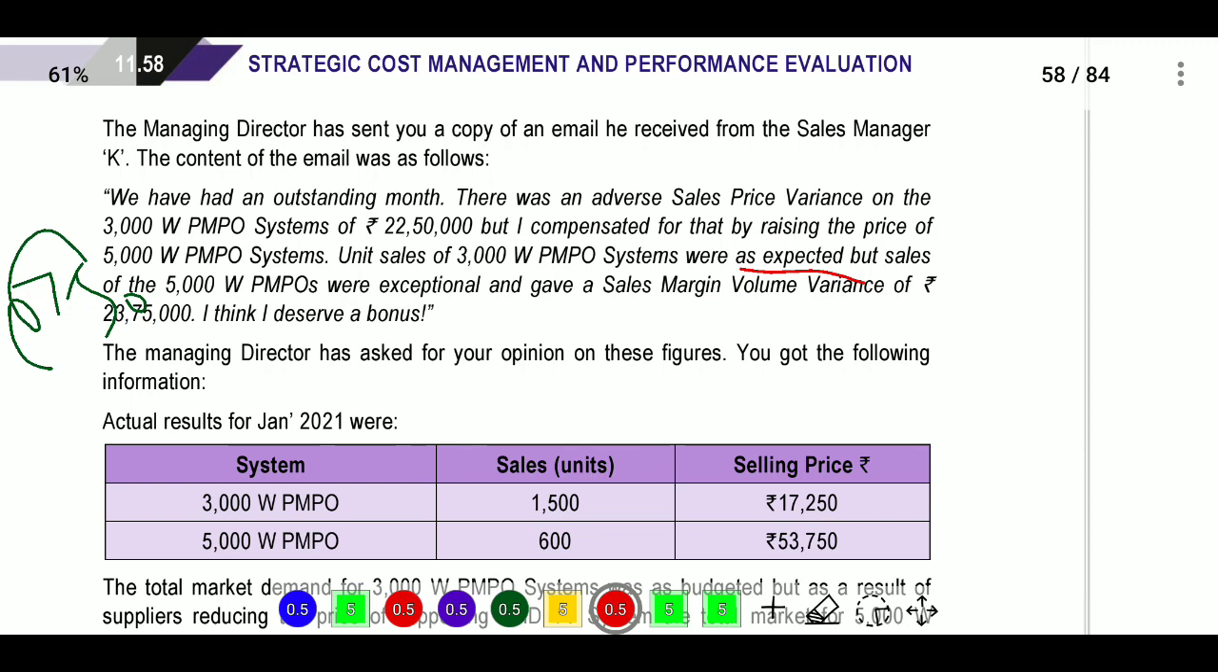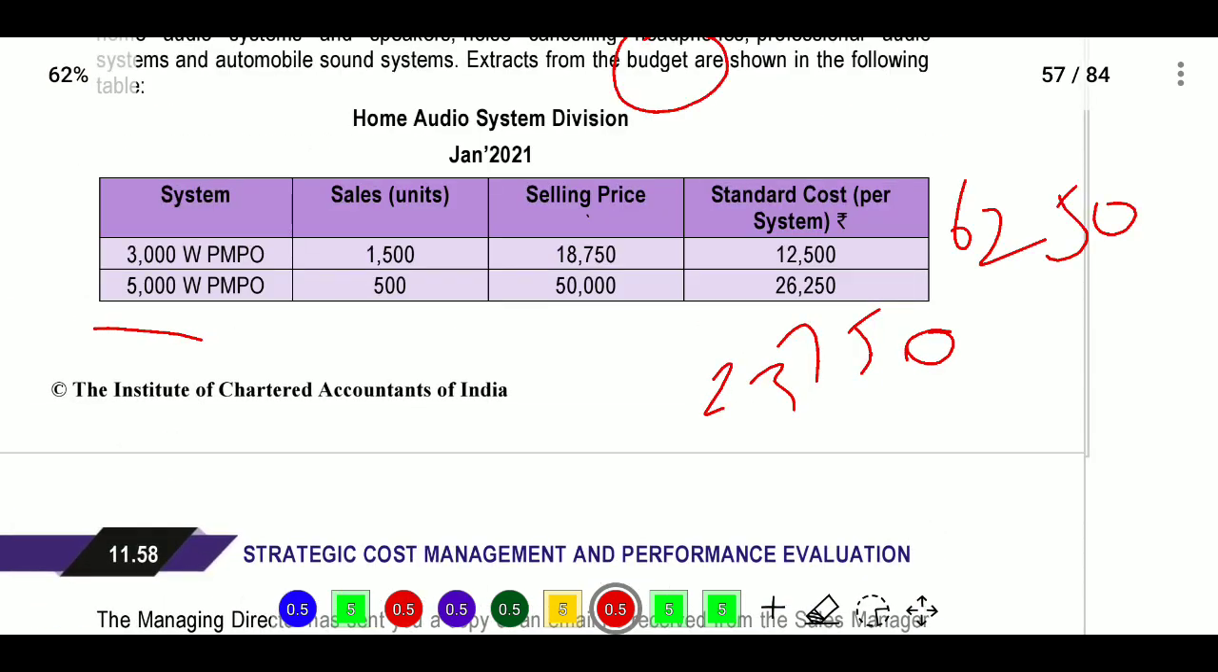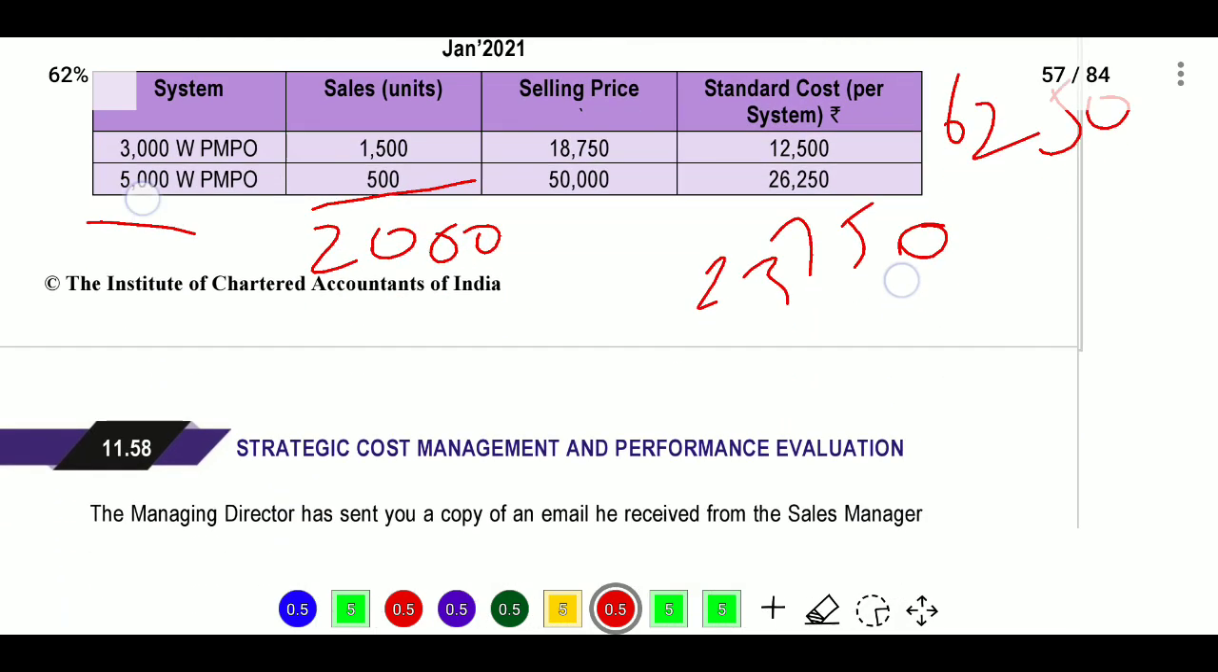Okay, next. Here, just a minute, how much quantity do we have? 1500, 5000, 500, total 2000 will be the budgeted quantity. Okay, next.